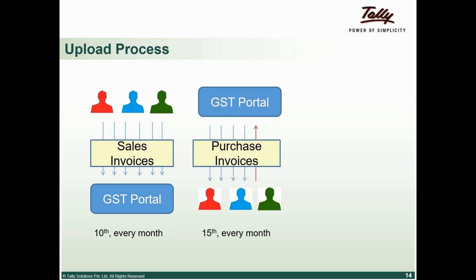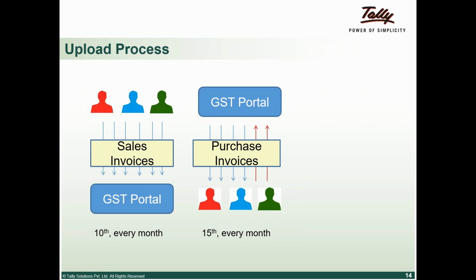Now from 11th onwards, the sales details that have been furnished in GSTR1 will automatically get auto-populated in GSTR2. What is GSTR2? It is the purchase detail, or the inward supply detail. It will get automatically auto-populated. Whatever the selling dealer furnished, it will get auto-populated.